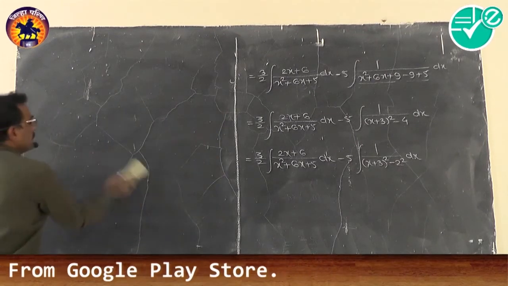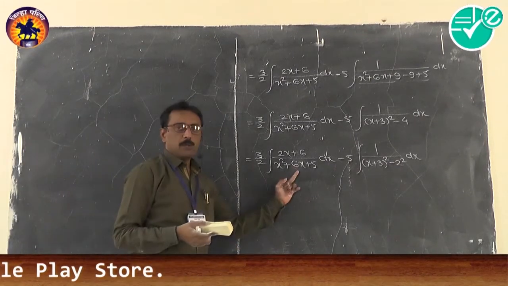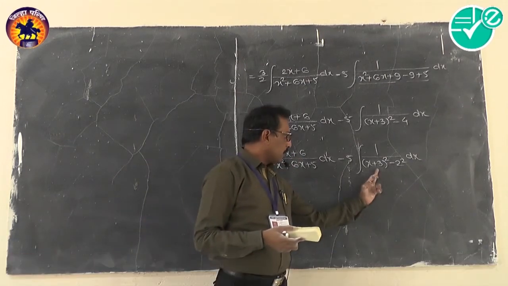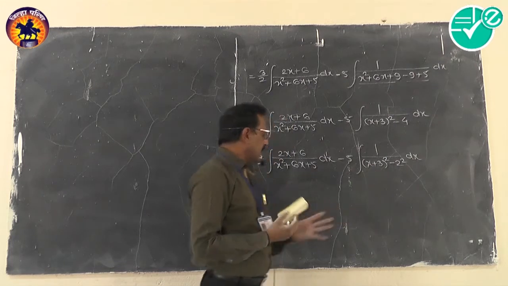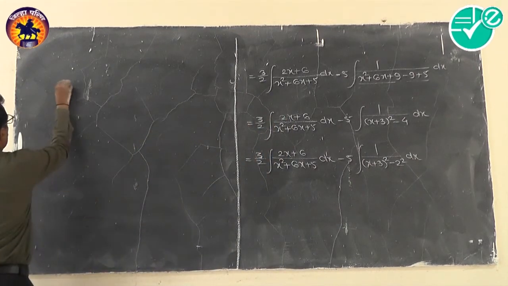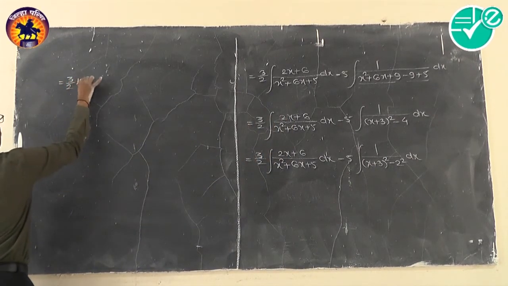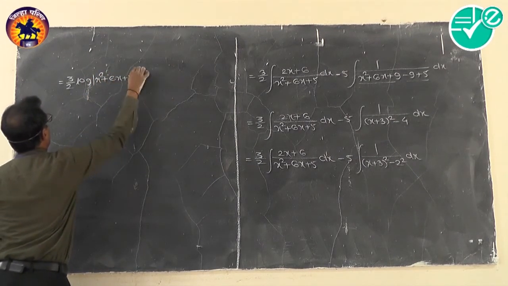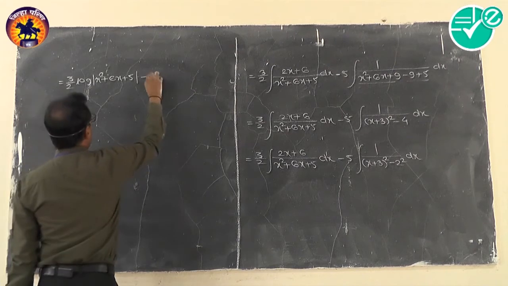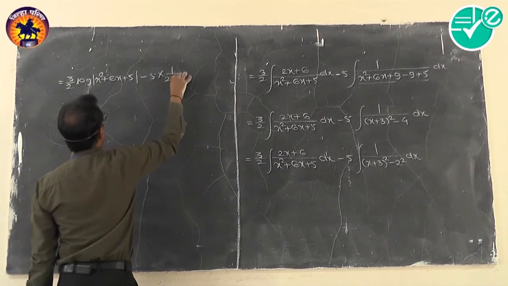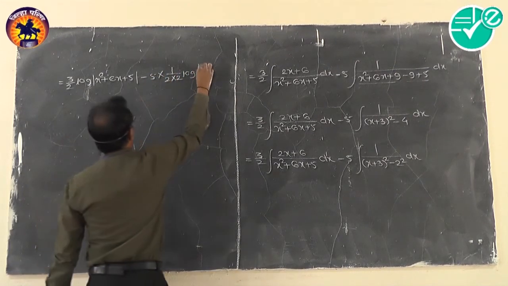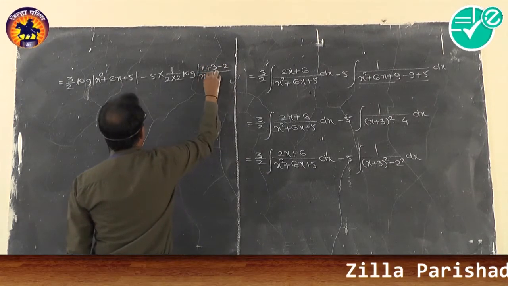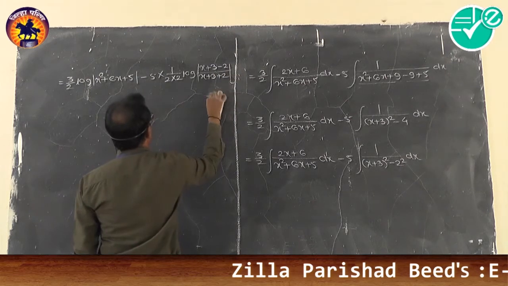Now in order to solve this problem, the derivative of the denominator is this numerator, so the answer of this one is log of. And here, without square root, it is a special integral, so the answer is 1 by 2a. So we'll write like this: 3 by 2 into log of x square plus 6x plus 5, minus 5 into 1 by 2a, 2 into 2, it is a log of (x plus 3 minus 2) upon (x plus 3 plus 2), and plus c.